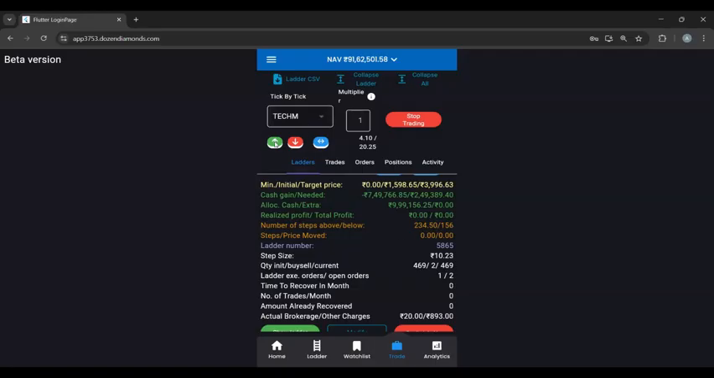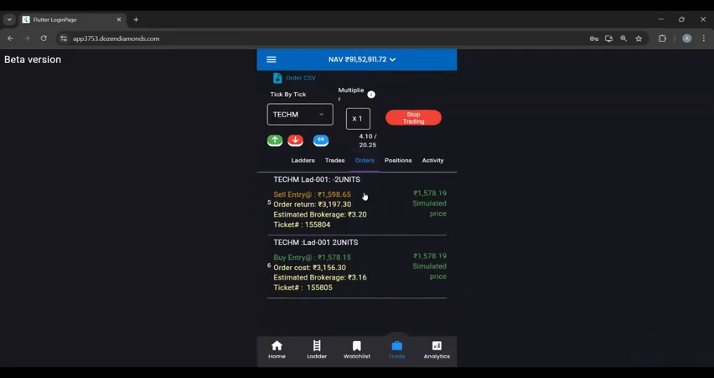Now, if I take the price by one step down, let's suppose I took the price one step down. See, the price moved by one step down and I generated extra cash of 36 rupees.